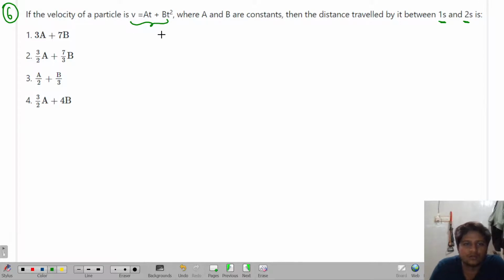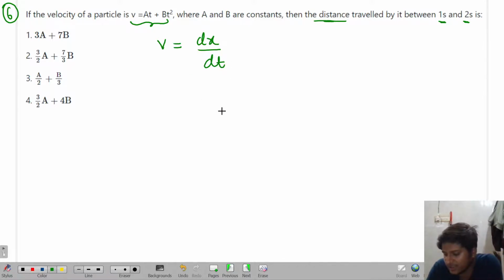It is an easy problem. See, here velocity is given as a function of time. You have to calculate the distance traveled between 1 second and 2 seconds. Simple relation. Again, velocity is time dependent. V is equal to dx by dt. So dx will become v dt.